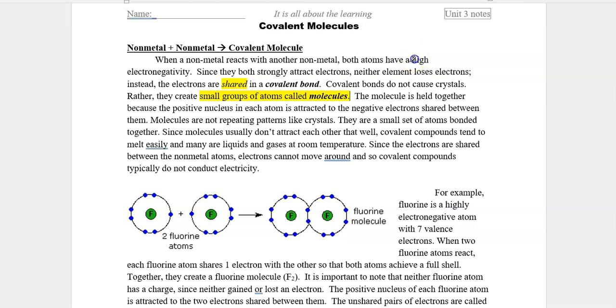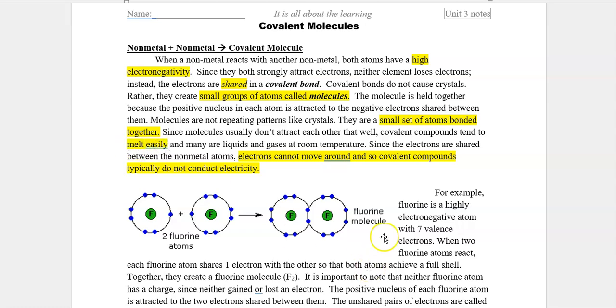Let's underline this part up here too. They both have a high electronegativity. The molecules are held together because the positive nucleus in each atom is attracted to the negative electrons shared between them. Molecules are not repeating patterns like crystals. They are a small set of atoms bonded together. Since molecules usually don't attract each other that well, covalent compounds tend to melt easily, and many are liquids and gases at room temperature. Since the electrons are shared between the nonmetal atoms, electrons cannot move around, and so covalent compounds typically do not conduct electricity.